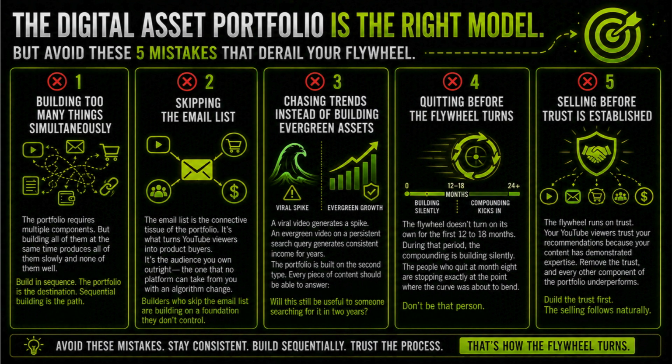Quitting before the flywheel turns. The flywheel doesn't turn on its own for the first 12 to 18 months. During that period, the compounding is building silently. The people who quit at month 8 are stopping exactly at the point where the curve was about to bend.